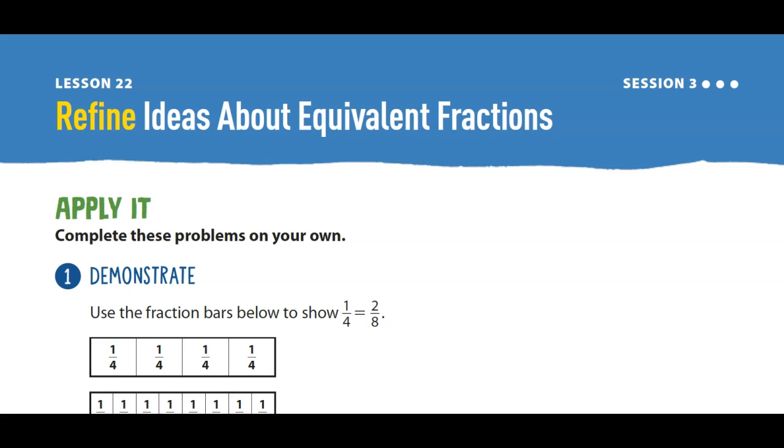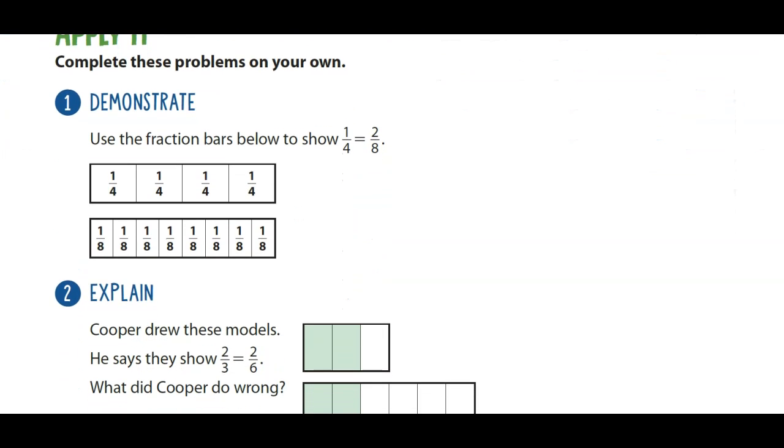Okay, it says ideas about equivalent fractions. So just fractions that are equal to each other, but they might look different. It says use the fraction bars below to show 1/4. Well, here's 1/4. Okay, here's a fourth. 1/4 is right here.